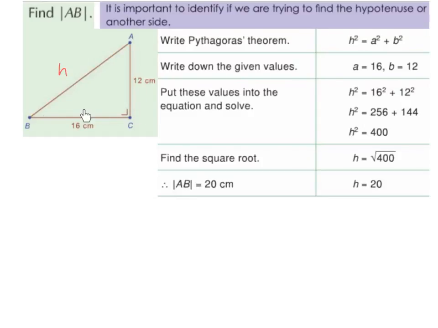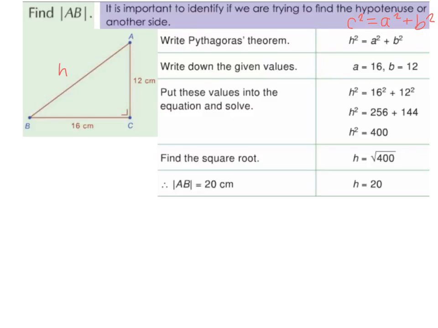So when we have a right angle triangle, and we're trying to find a missing side or a missing length, we're going to use Pythagoras' theorem. And Pythagoras' theorem is h squared equals a squared plus b squared, where h stands for the hypotenuse. But in our formula book, it's written as c squared equals a squared plus b squared, where the c is the hypotenuse, which is the longest side. So we need to label our sides of our triangle.